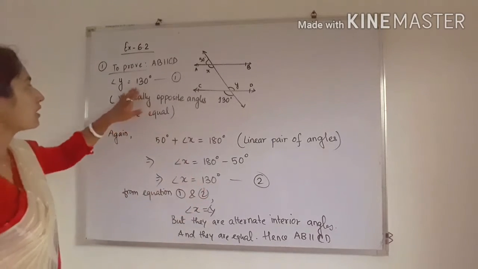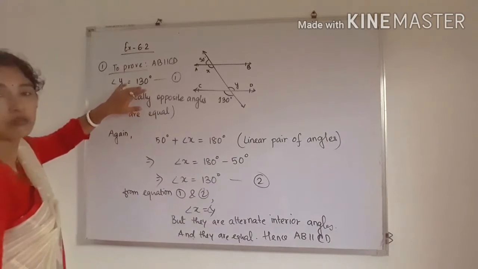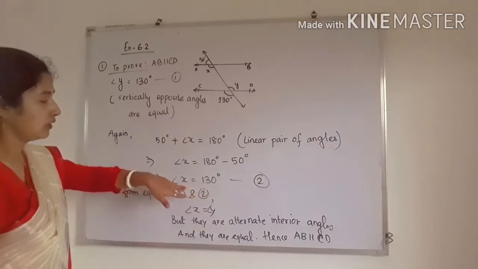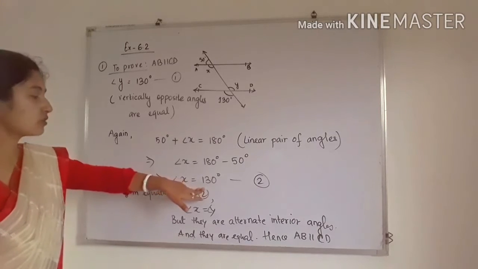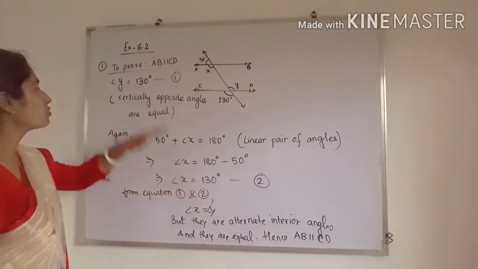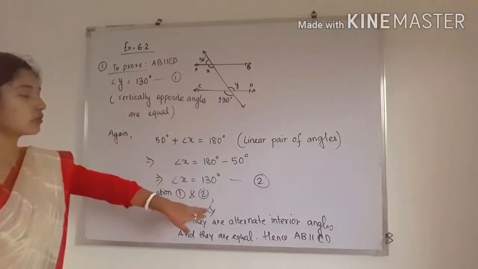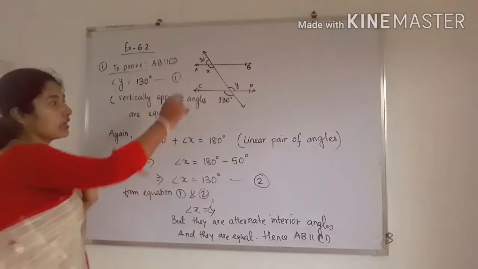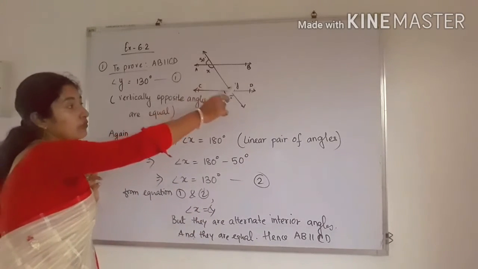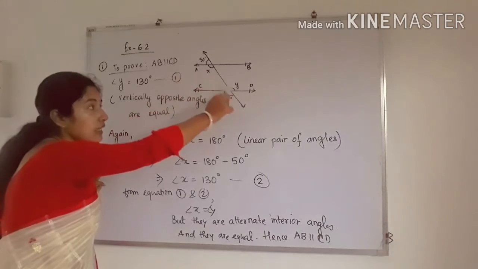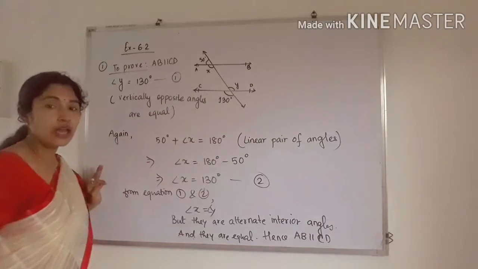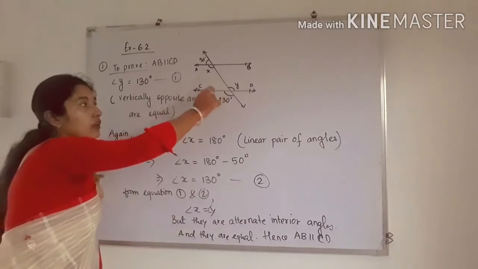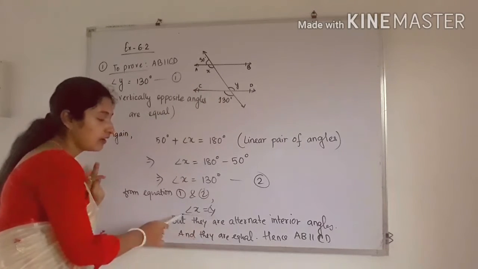So now mark this equation as 1, that is angle Y is equal to 130 degrees, and mark this one as the second equation, angle x is equal to 130 degrees. So from these two equations we can say angle x is equal to angle Y, which is equal to 130 degrees. Angle x and angle y are interior angles as well as alternate angles. So alternate interior angles are equal. Here the alternate angles are equal.